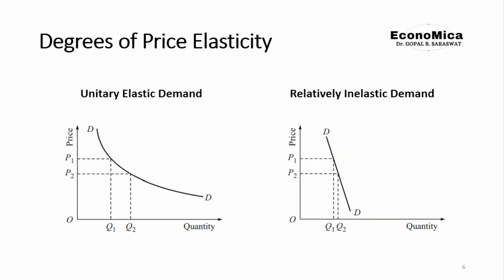So let's move to the other degrees of elasticity, the third one, unitary elastic demand. In unitary elastic demand, the proportionate change, or the percentage change in price, is equal to the response from the quantity demanded. This means that if you make a change of 1% in price, you are almost sure that the quantity demanded is going to change by 1%.